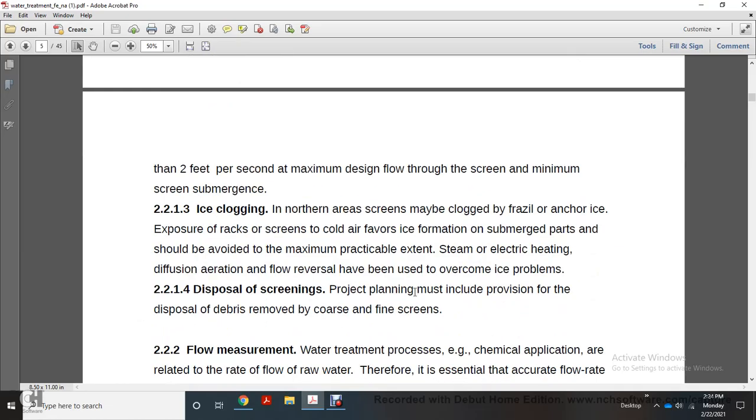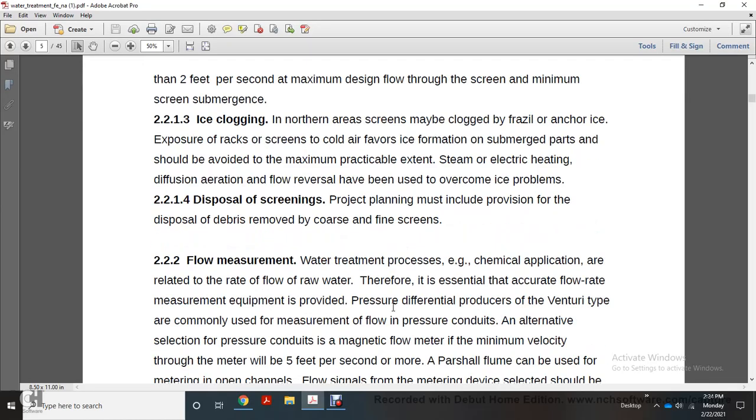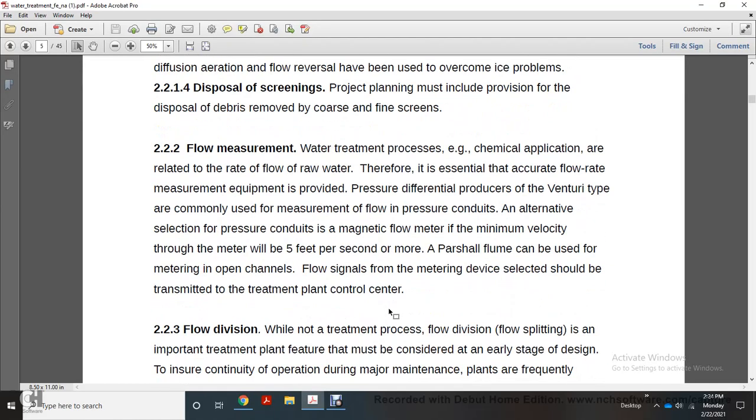Disposal of the screenings. Project planning must include provision for disposal of the debris removed by the coarse and fine screens. Flow measurement. Water treatment process.